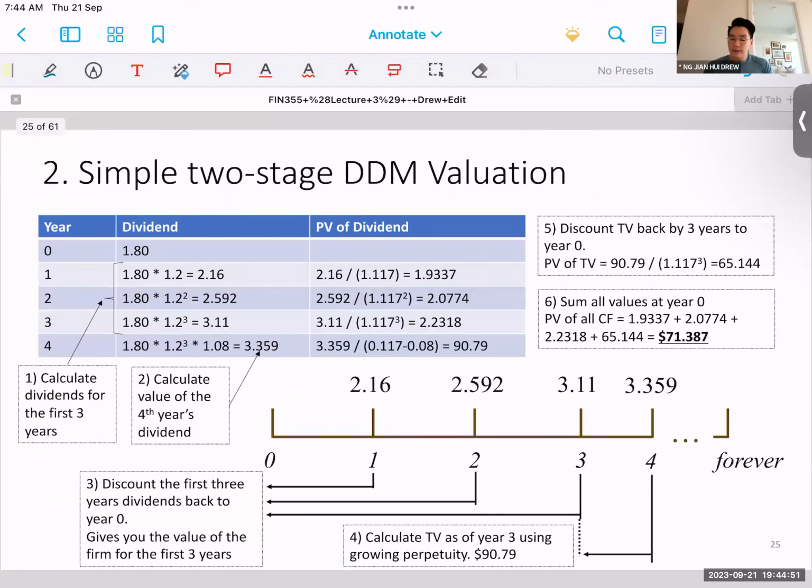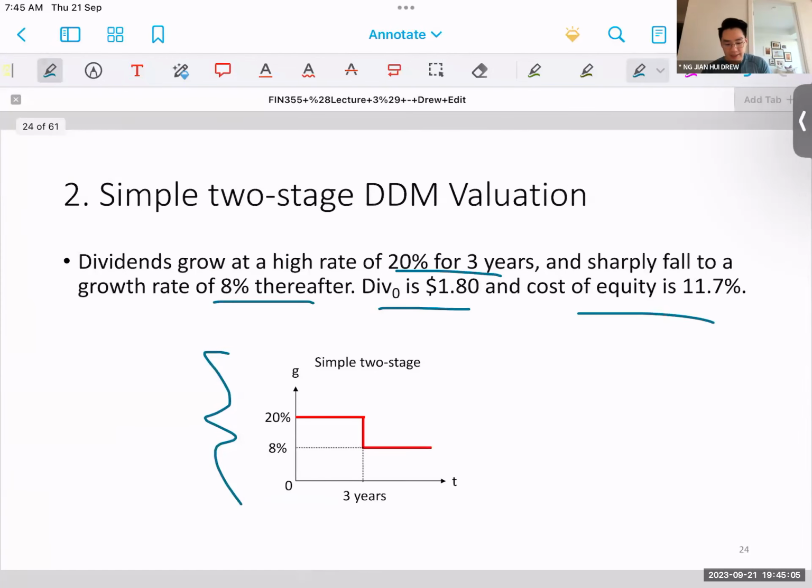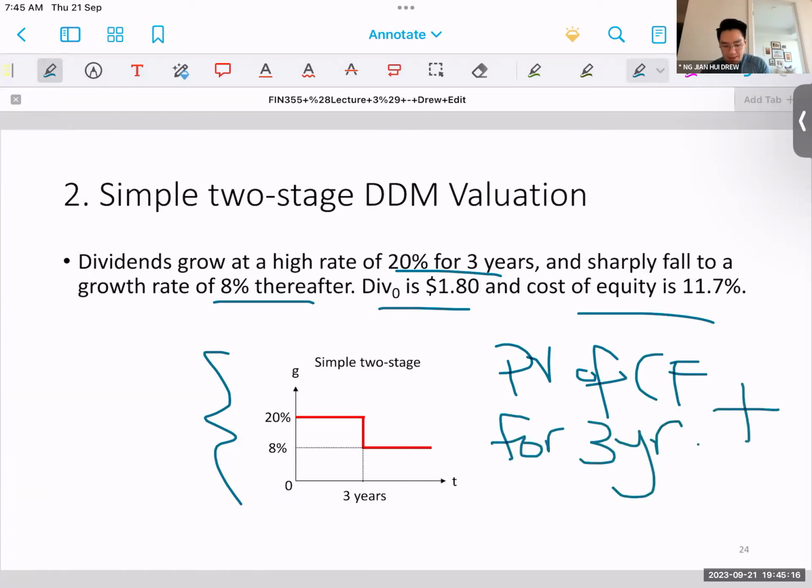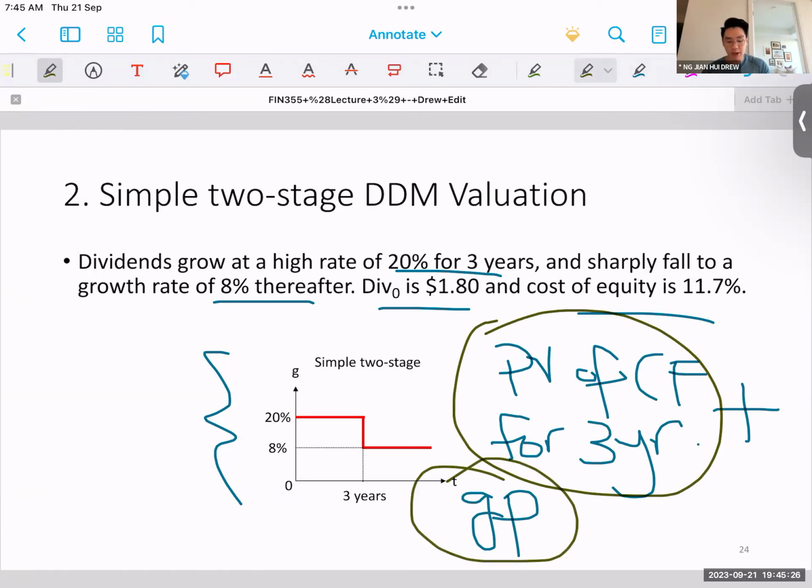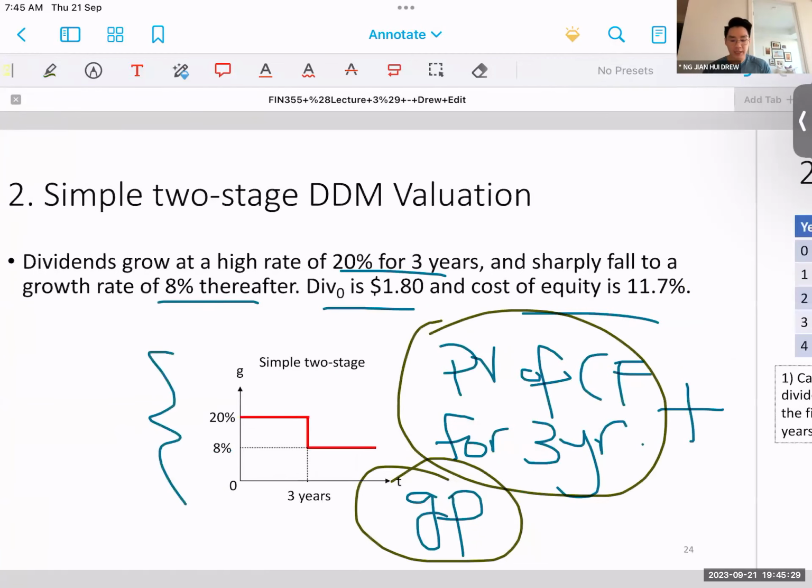So in this model, as we mentioned earlier, it's just two components, right? It looks a bit complicated, but it's more of an explanation. Let me just write it here. It is the PV of cash flow for 3 years, plus what? The growing perpetuity, GP. So it's basically two components, component 1 and component 2, and you add them up together. And this is what we're going to do in this example.